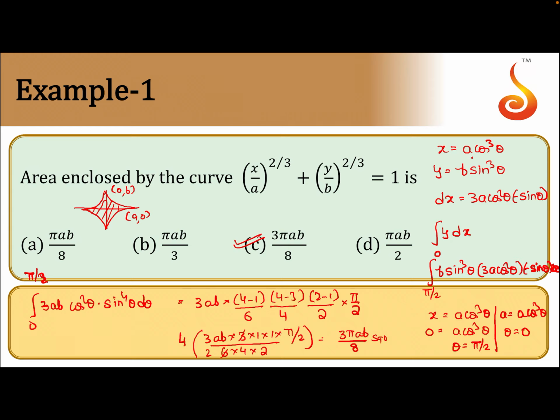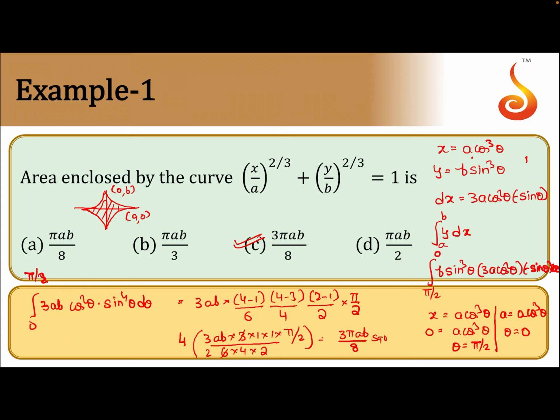I repeat once again. x equal to a cos cube theta, y equal to b sin cube theta, dx is 3a cos square theta into minus sin theta. Formula is integral a to b y dx. Now pi by 2 to 0, b sin cube theta, 3a cos square theta minus sin theta d theta. For x equal to 0, a cos cube theta equals 0, theta equal to pi by 2. For x equal to a, a cos cube theta, theta is equal to 0. So pi by 2 to 0, we interchange because of the minus sign, 0 to pi by 2.